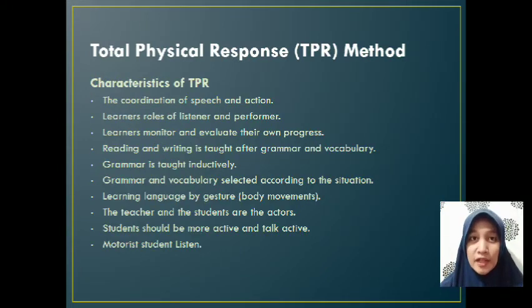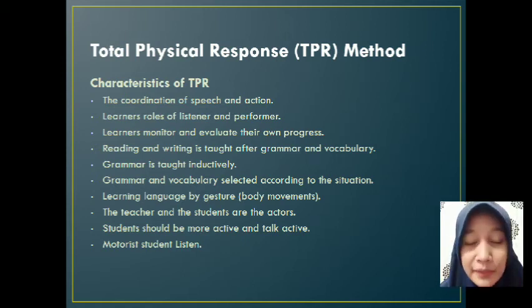Characteristics of TPR. First, coordination of speech and action, namely how we say and act in learning. Second, students act as listeners and performers, that is, they participate and are active in the classroom. Third, learners monitor and evaluate their own progress. Fourth, reading and writing are taught after grammar and vocabulary. Last, grammar and vocabulary are selected according to the situation, and the teacher and students are motivators, to ensure students are more active and speak actively in the classroom.